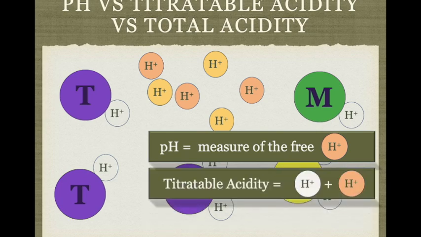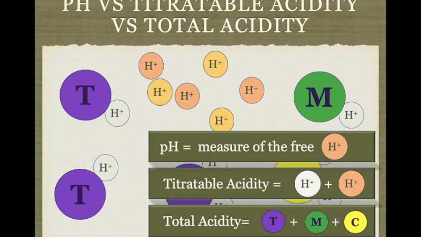The titratable acidity is a measure of the hydrogen ions that are both dissociated, floating free, not attached to an acid, as well as the ones that are still associated with an acid. So both the white hydrogen ions and the orange ones. So it's the measure of all of the hydrogen ions. Total acidity, on the other hand, is not a measure of the hydrogen ions, but of the acids themselves, of all of the acids in the solution. And so that's the difference between pH, titratable acidity, and total acidity.